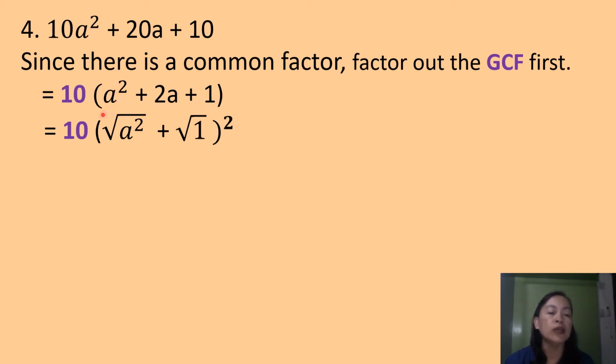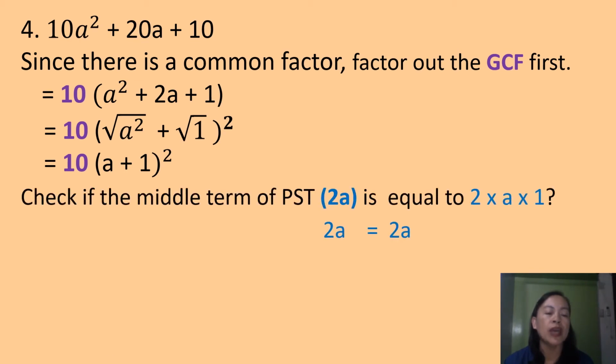Okay, so we write down the quantity symbols. Square root of a squared, sulat natin yan, plus square root of the last term, which is 1. Okay? So, 10 times the quantity, square root of a squared is a. Okay, yan. Square root of 1 is 1, of course. And then, the square. Okay?